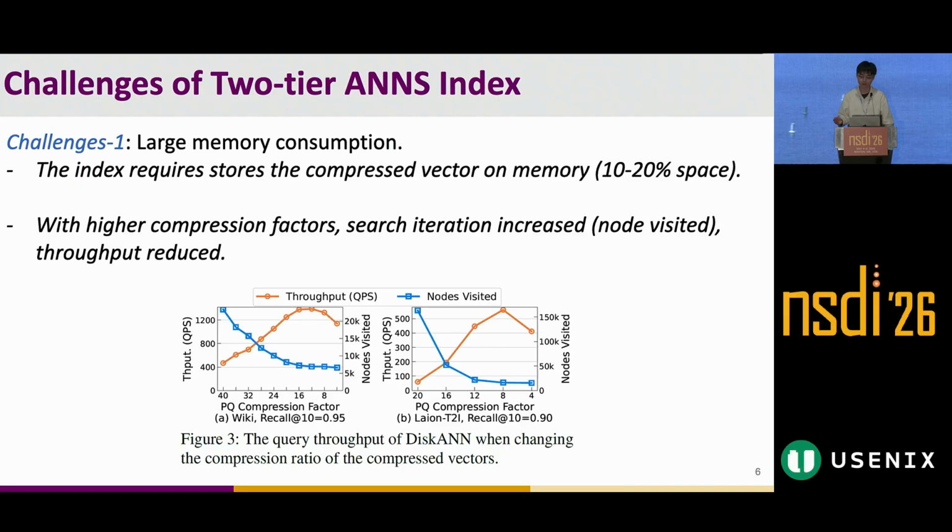So the graph traverse has to visit more nodes to achieve the same accuracy, which is also known as the recall. And because we visit more nodes, we introduce more disk access and distance calculation, and that reduces the overall throughput. So we still have to keep a low compression factor, also known as high accuracy vectors, in memory. We cannot compress the vectors with very high compression factors.